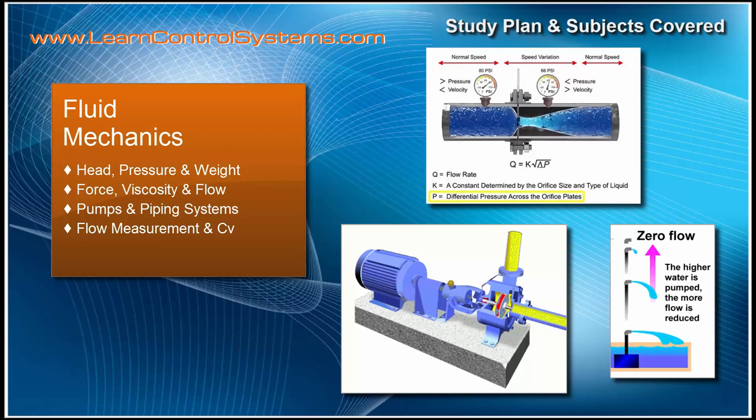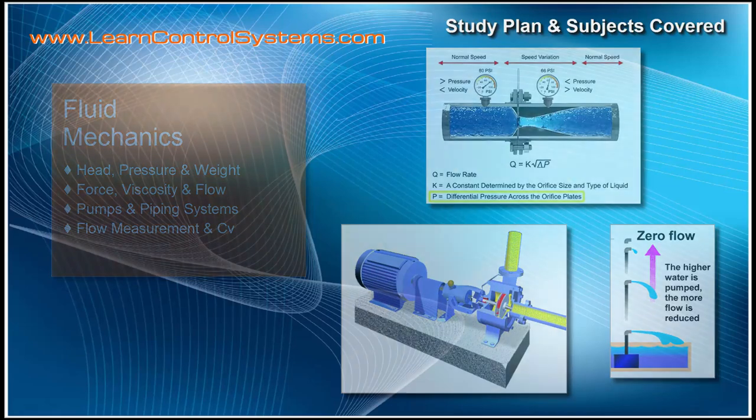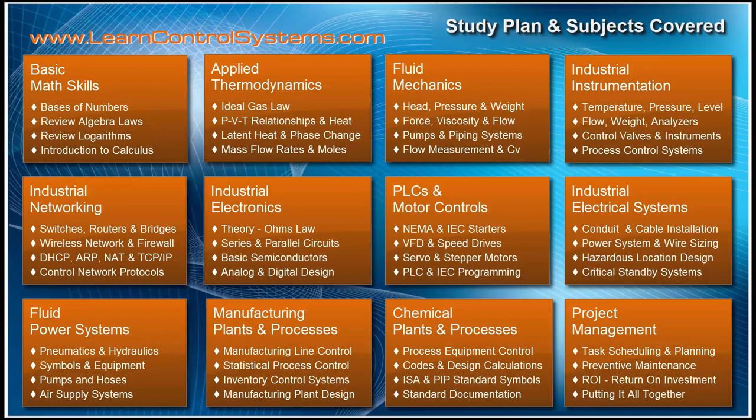We're going to look at pumps and how these pumps generate the head, the energy to put into the system, and how we have energy losses across our piping system as well. We're looking at how flow measurement is made, and what is CV, constant velocity, and what does it have to do with valves and flow measurement.